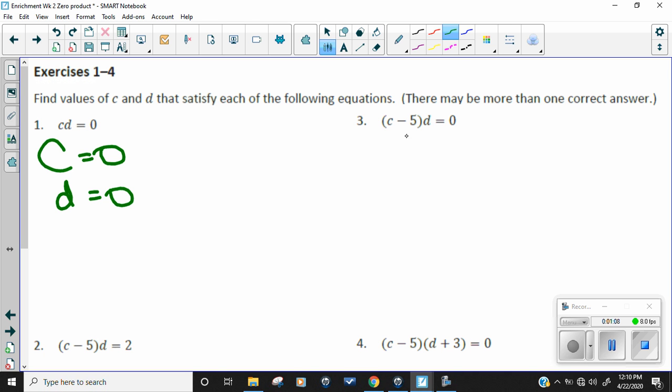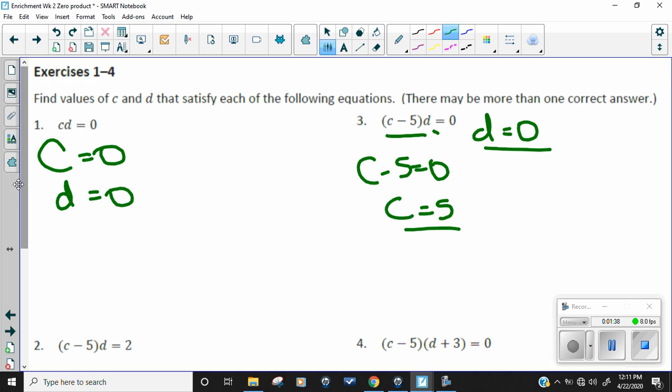Now, number 3, we have two things. We have this binomial and we have D. The D is easy because it's just a variable by itself. But for the thing in the parentheses, C minus 5, if we need that to equal 0, we set it equal to 0 and think about what number minus 5 is 0. You take the opposite of this one. So you get C equals 5, because 5 minus 5 is 0. So you have two answers, 0 and 5.